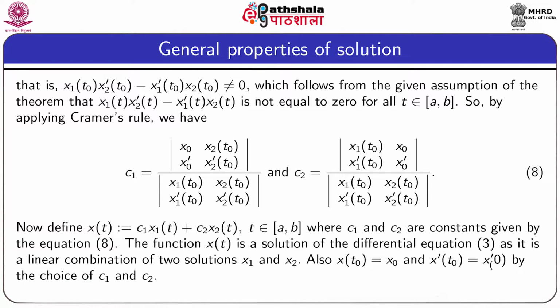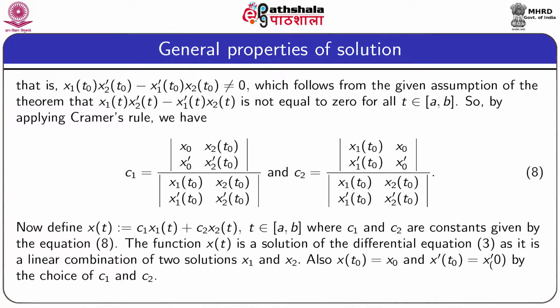If we expand the determinant, we get x1(t0) x2'(t0) - x1'(t0) x2(t0), which is not equal to 0, which follows from the given assumption of the theorem that x1(t) x2'(t) - x1'(t) x2(t) is not equal to 0 for all t belonging to the closed interval [a, b].